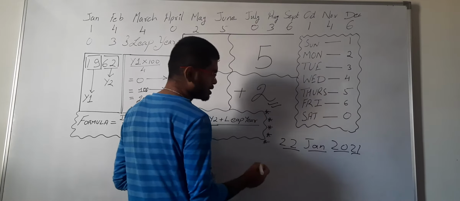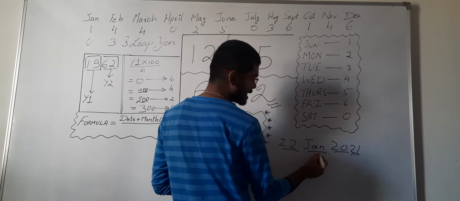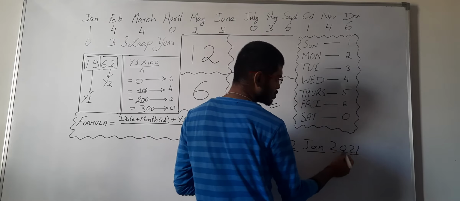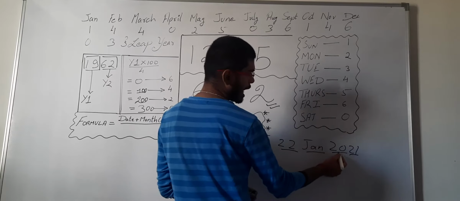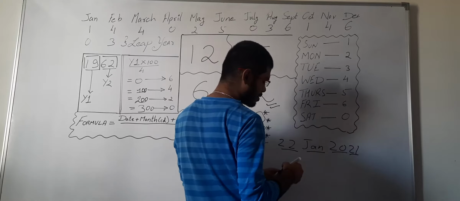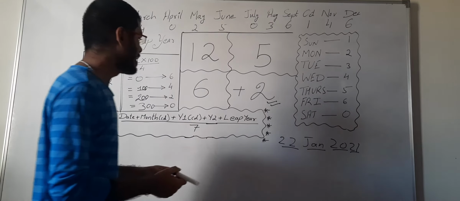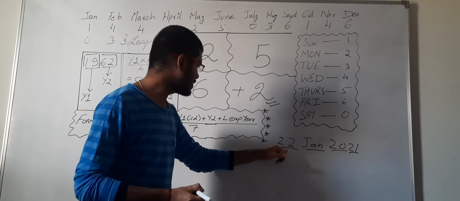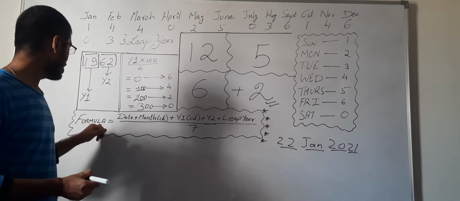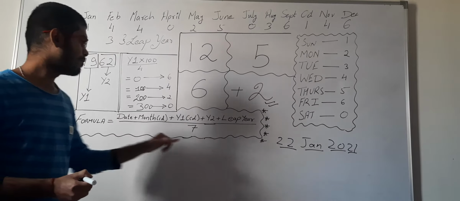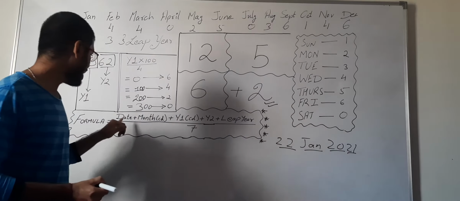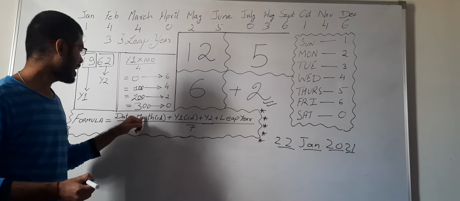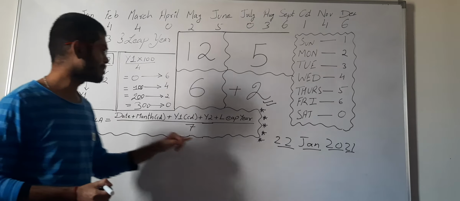Initially what we will do is we will have this 22 as it is, Jan as it is, and then divide the year into two parts, as I have told you here. 20 will be year 1 and 21 will be the second part. Now in this formula we have a date. We will put this 22 as it is in this date. We have a month code. How to get that month code?